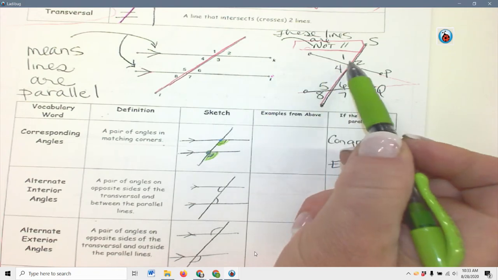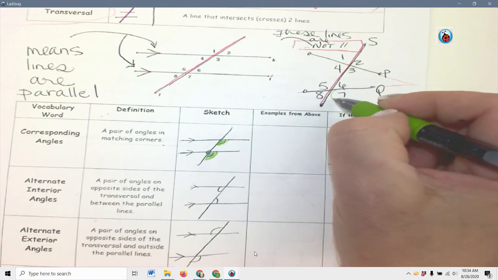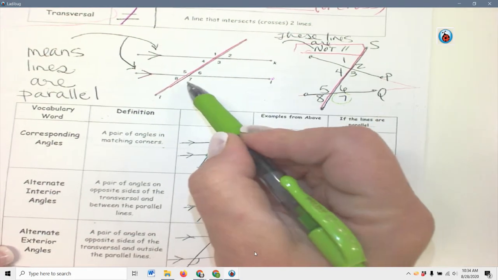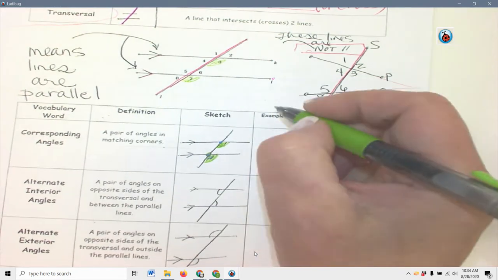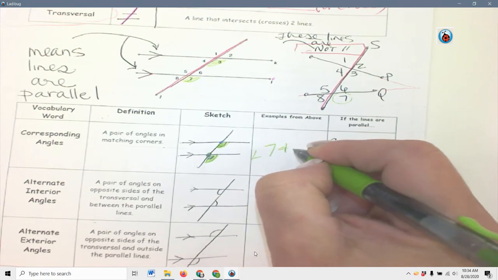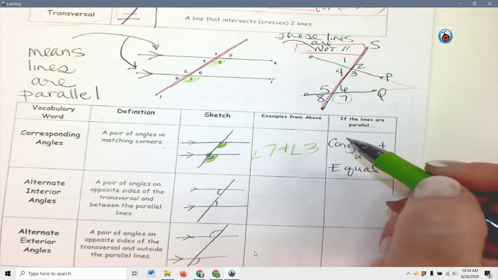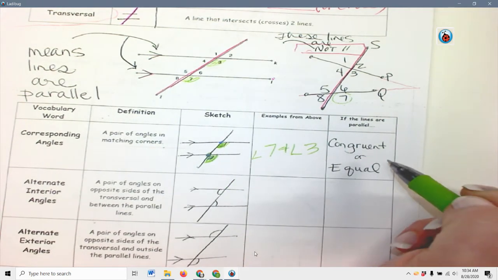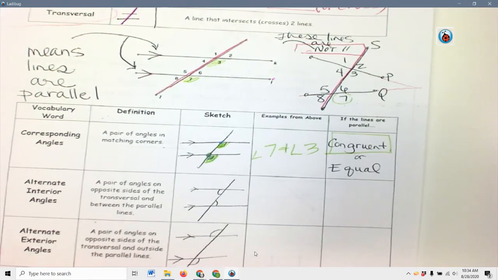Okay? Now, if we're looking at these pictures, let's look at angle 7 and angle 3. That's like our picture here. And here's angle 7 and angle 3 on the parallel lines. So we know that angle 7 and angle 3 make corresponding angles. But if the lines are parallel, those angles are the same measure, they're equal, or we say congruent, okay?